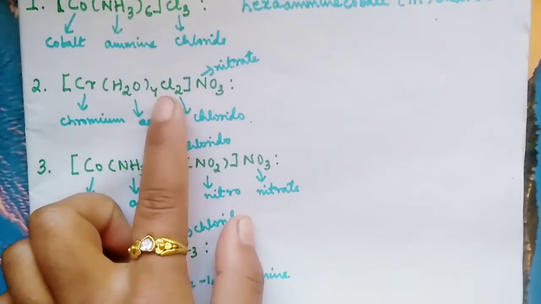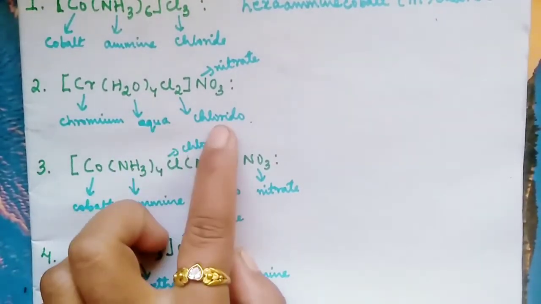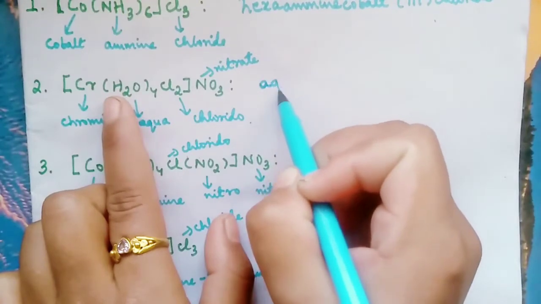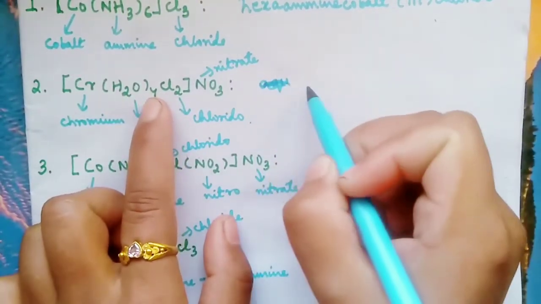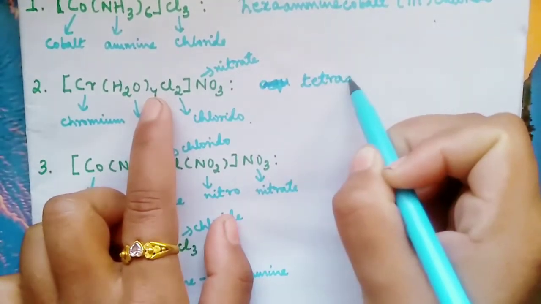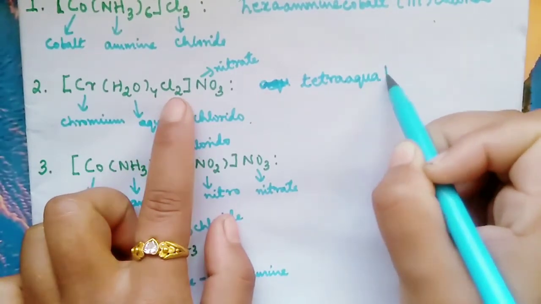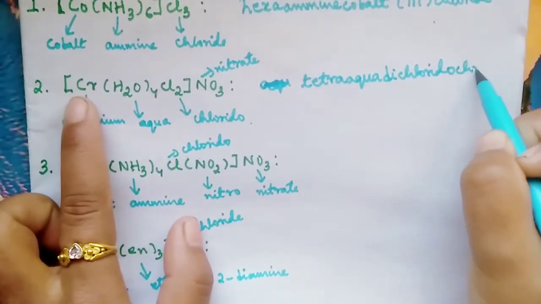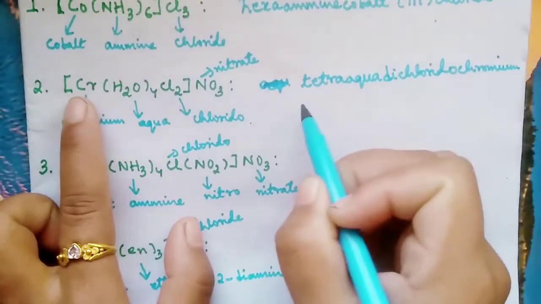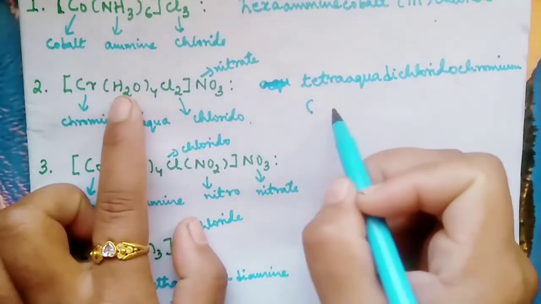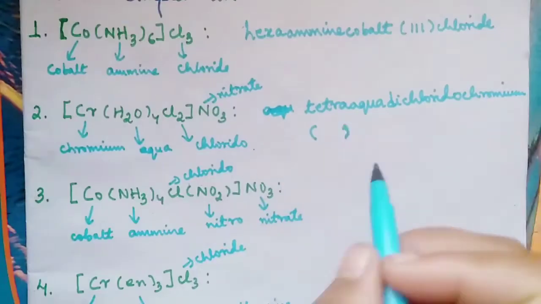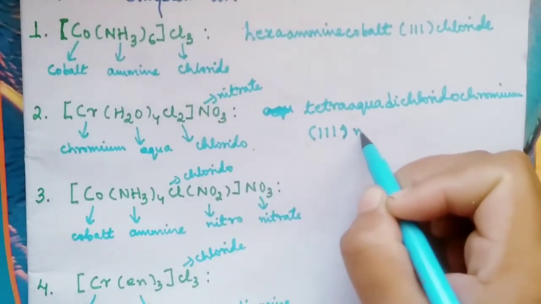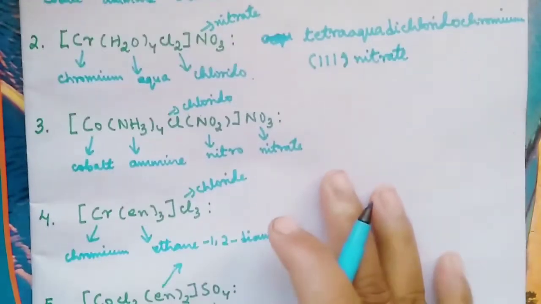So the same procedure for the other examples. Here there are two ligands. We have to use the alphabetical order. Aqua, chlorido. Which one comes first? A or C? It is A. So use a small letter, aqua. Sorry, there are 4, okay? Tetra, aqua. Here we have 2, that means di. Chlorido, and then chromium. Now, if you calculate the oxidation state, you will get 3, and then followed by the name of the counter ion, that is nitrate.